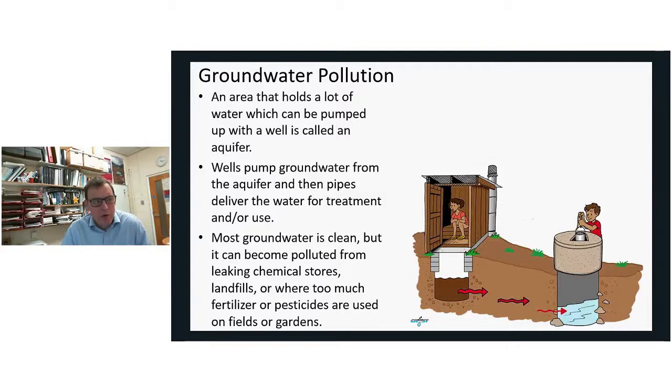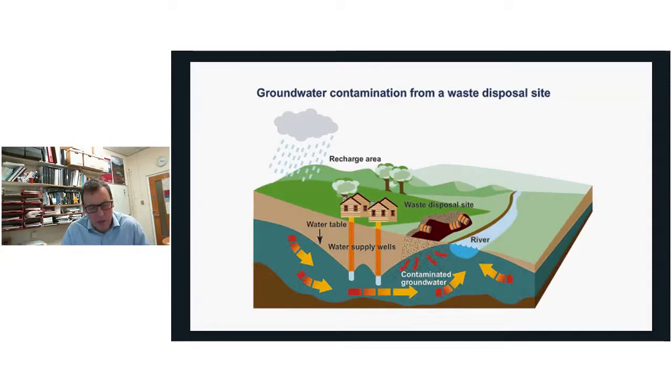An area which holds a lot of water that can be pumped up with a well is called an aquifer. Wells pump groundwater from an aquifer and then pipes deliver the water to treatment or use. Most groundwater is clean, but it can become polluted from leaking chemical stores, landfills, or where too much fertiliser or pesticide is used. So here's quite a simple example of where the groundwater is being contaminated, obviously on quite a small scale. On a much larger scale, perhaps it's more concerning to the community at large.